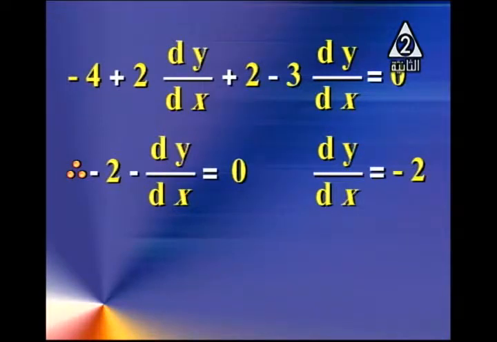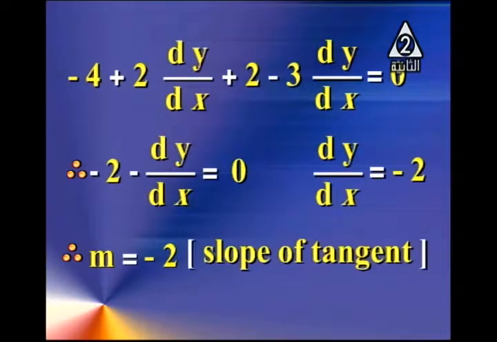What do you mean by dy over dx? This is the slope of the straight line which touches the curve, the tangent of the curve, then m equals -2. Slope of the tangent. After that, we find the equation of the tangent.